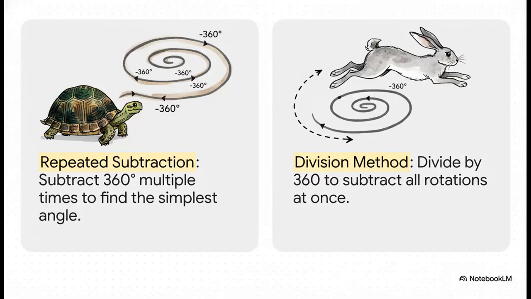Now look, that totally works, but it's a little slow, right? Let me show you a shortcut. Just take your big number, 1250, and divide it by 360. Your calculator will say something like 3.47. That whole number, the 3, that tells you there are 3 full rotations hiding in there. So you can just subtract 3 times 360, which is 1080, all in one go. You get the same answer, 170 degrees, but way faster.